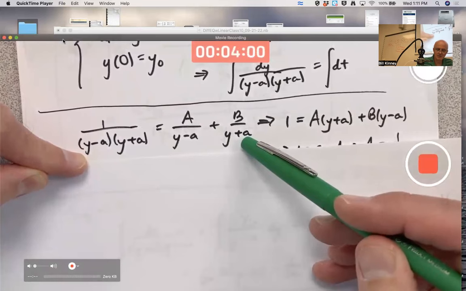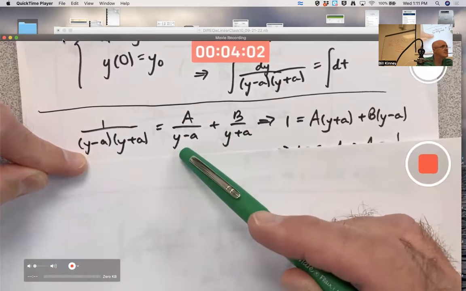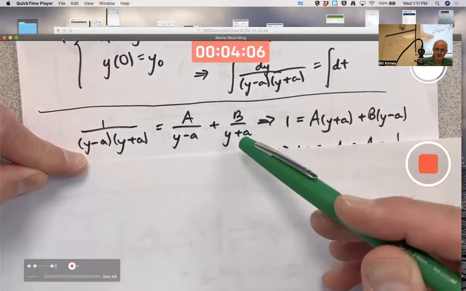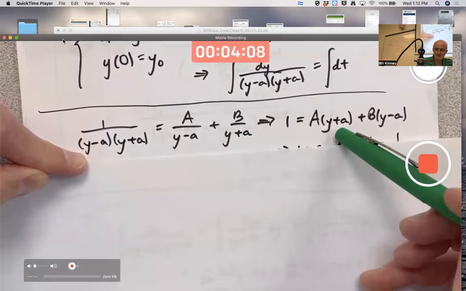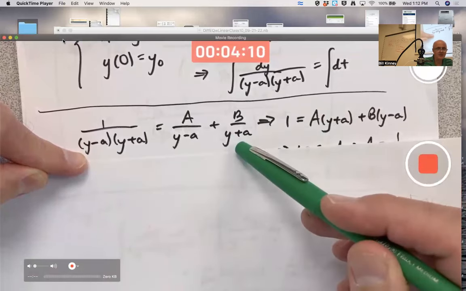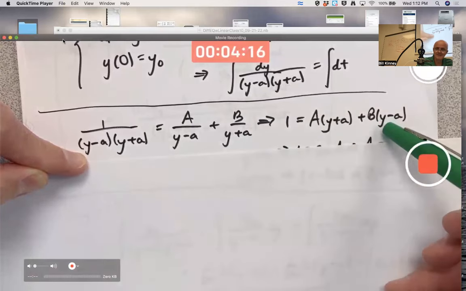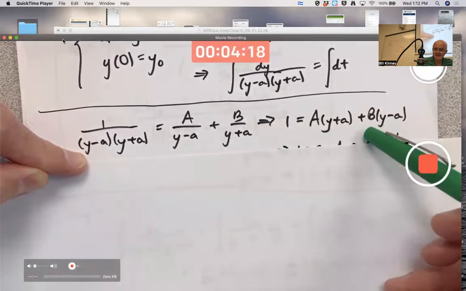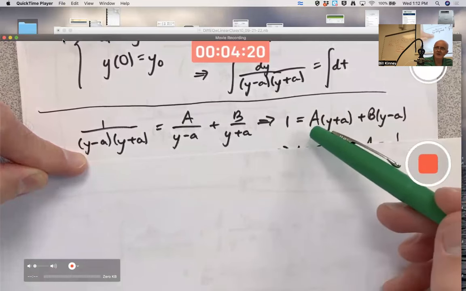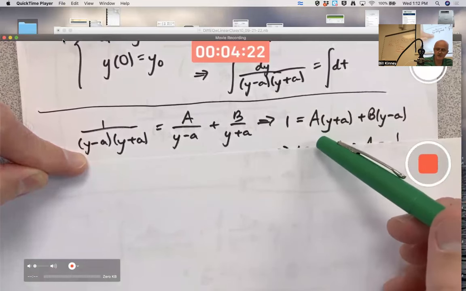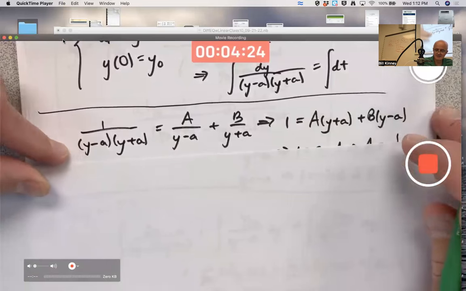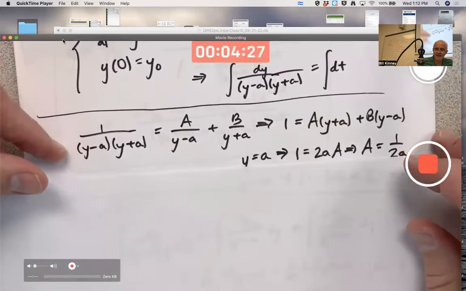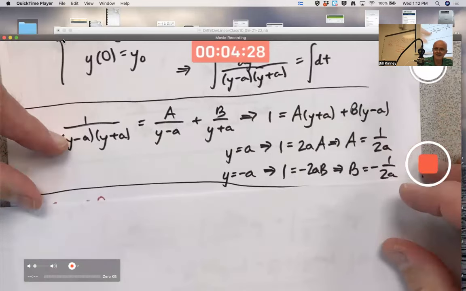(y minus a)(y plus a) times that term makes the y minus a's cancel, and you're left with a y plus a on top. And (y minus a)(y plus a) times that term makes the y plus a's cancel, leaving you with the y minus a. Now you can expand this and set coefficients of like terms equal to each other, but it's quicker just to pick some special values of y, like a and negative a.